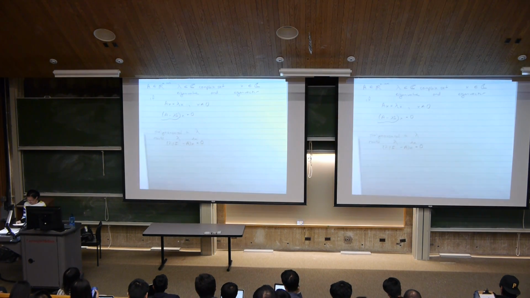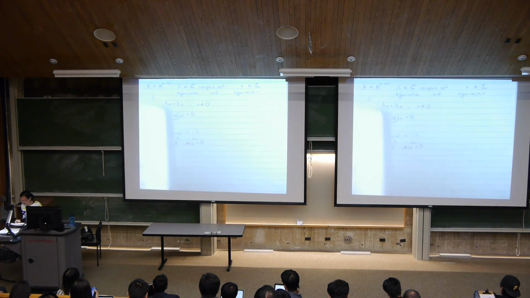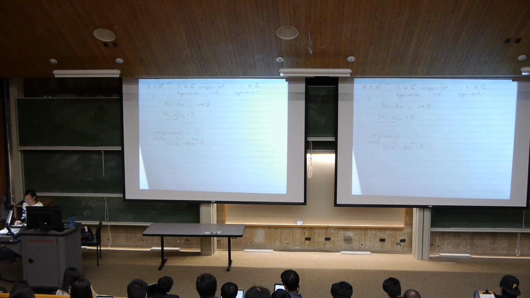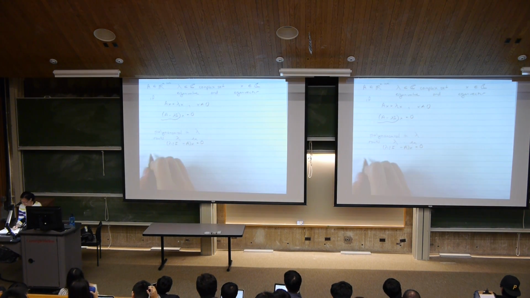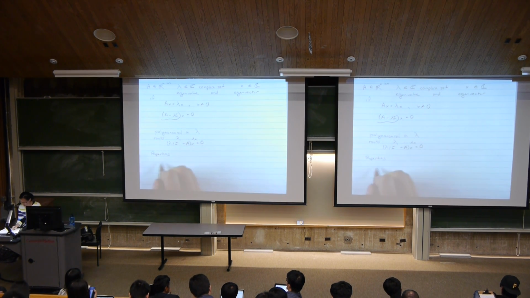So why do we care? Oh, wait, first I have to tell you about properties before we can talk about why we care. Okay, some properties. One is that the trace of a matrix is equal to the sum of its eigenvalues.